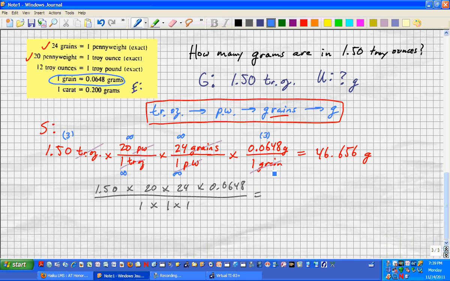Going between, this is an English system, this is a metric system, so going between two systems, they're generally not exact. Inside a system, these guys are all part of the English system, grains to pennyweights, pennyweights to troy ounces. Those are exact. So my least number of sig figs is 3, so I wind up with an answer of 46.7 grams.